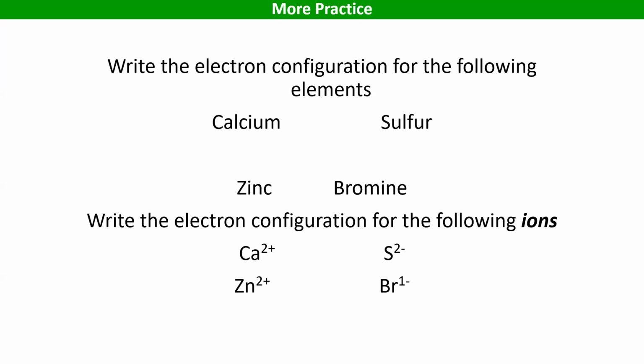1s2, 2s2, 2p6. That gets us the neon right there. 3s2, 3p6. Now we're fourth row, 4s2, 3d10, 4p6. That gets us to krypton, right? Yeah. So 5s2, 4d10, 5p5.